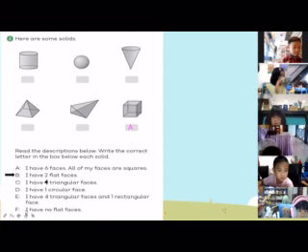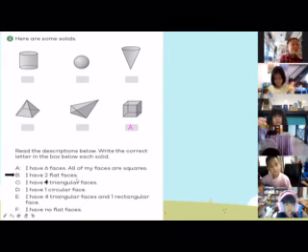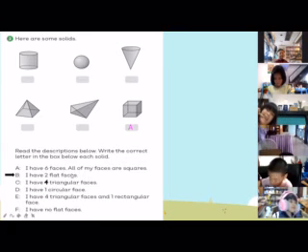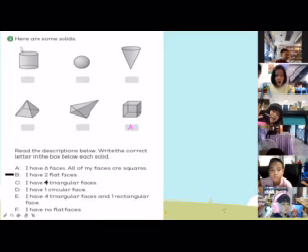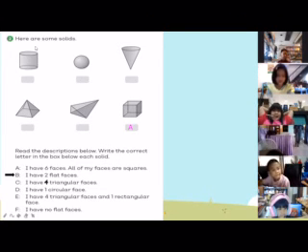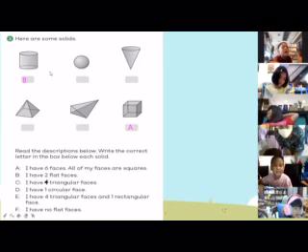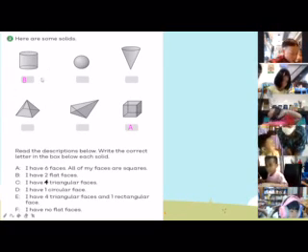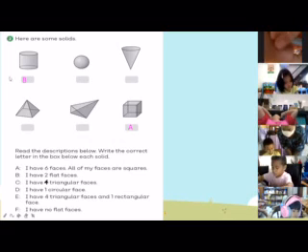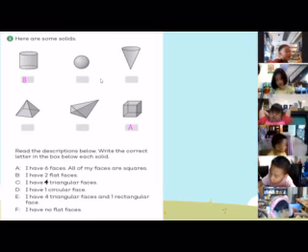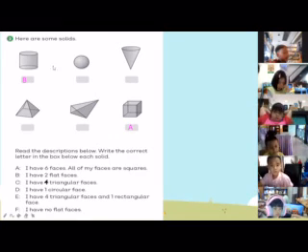Okay. B. B says, I have 2 flat faces. So the only shape with 2 flat faces is the cylinder. So we're going to write B for cylinder. B is the cylinder. So I'd like you to write the letter B for cylinder.